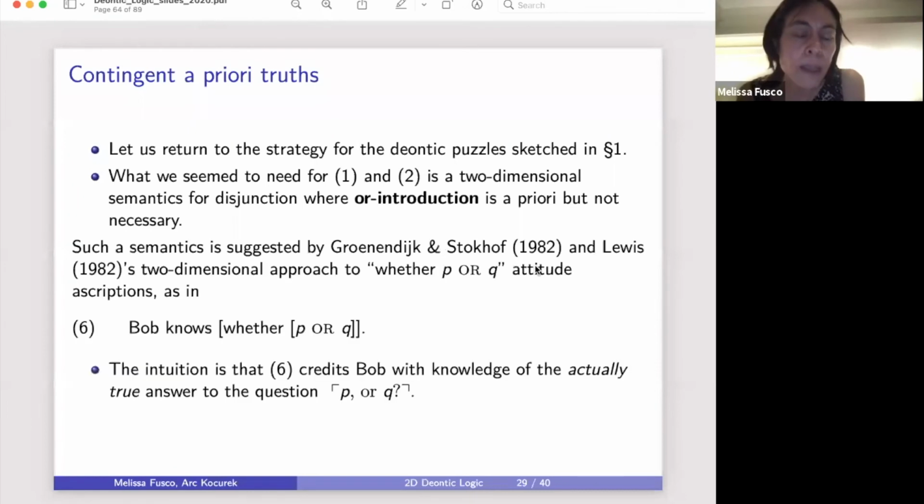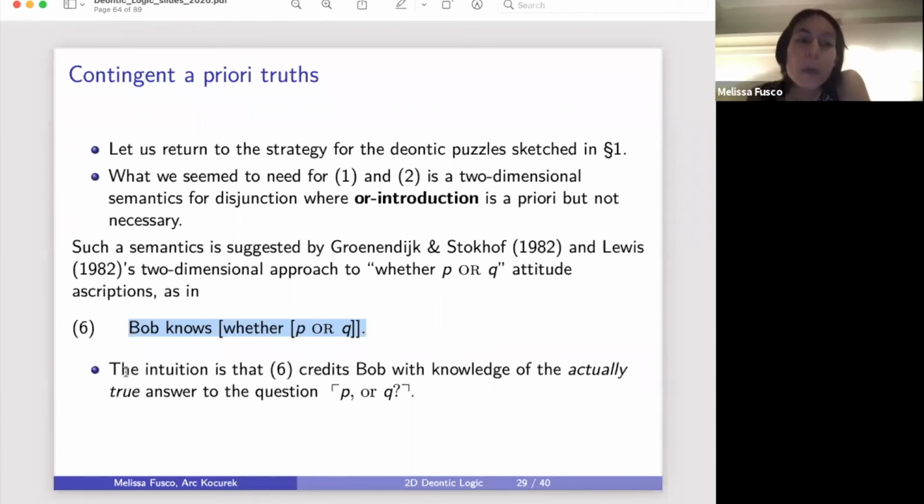Okay. So such a semantics, I think, is suggested by Groenendijk and Stokhof and Lewis's two-dimensional approach to whether P or Q attitude descriptions. Notice, this literally does have what I think is a compositional occurrence of or in it, but this is a quite different literature. It's on attitudes like know or ask, wonder. So you can say things like Bob knows whether P or Q. Bob wonders whether P or Q.